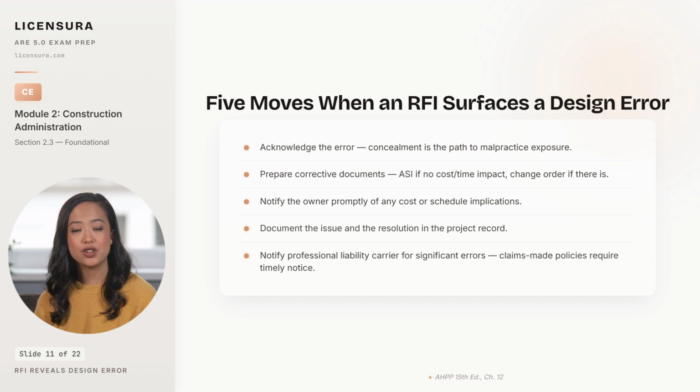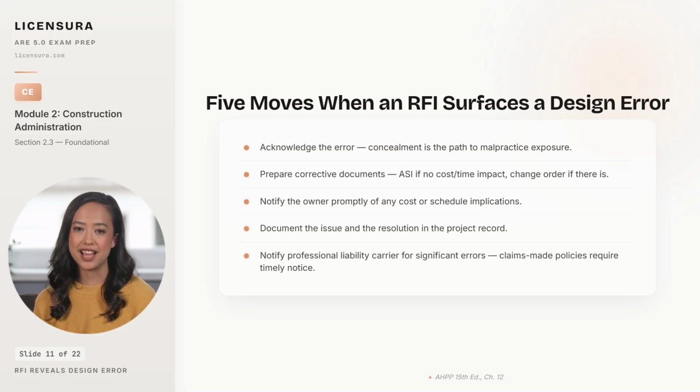The instinct under stress is to argue that the contractor misread the documents, but concealment becomes the basis for the malpractice lawsuit when the error surfaces later anyway. Prepare corrective documents, and the document choice matters. If the correction can be made without changing the cost or the time, an ASI is the right vehicle. If cost or time changes, a change order is required.